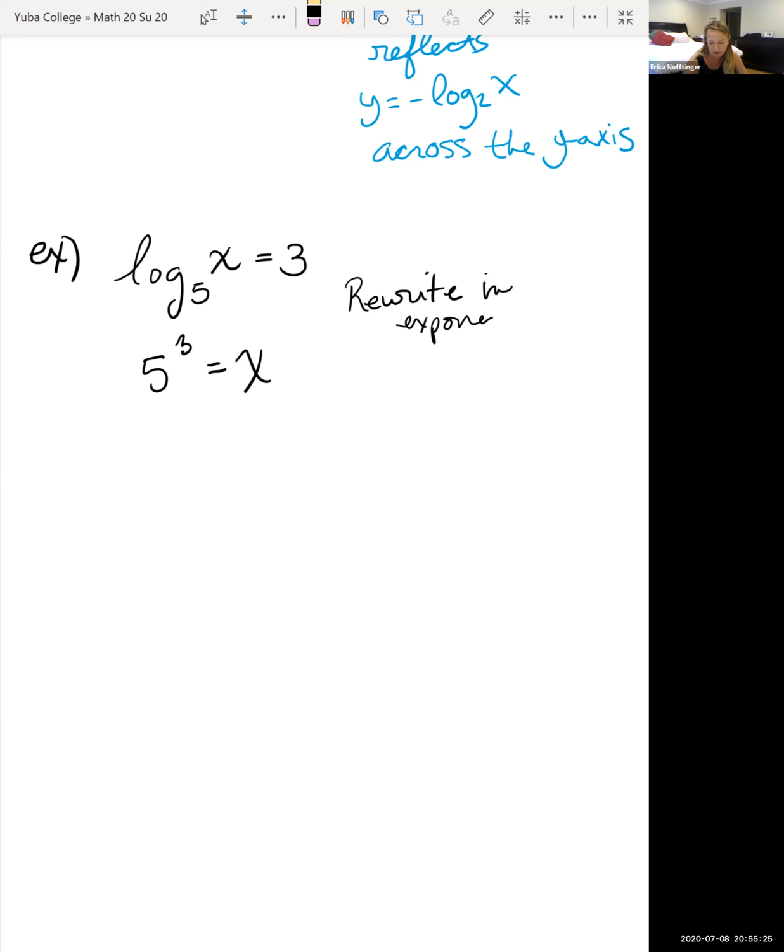By definition, those are equivalent, and then this falls out right away. We can just cube 5. 5 times 5 is 25. 25 times 5 is 125. So x is equal to 125. We need to make sure our answer is part of our domain. So with logs, make sure your answer is part of the domain.